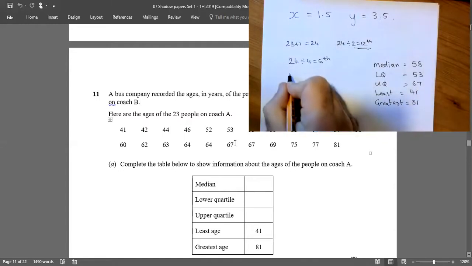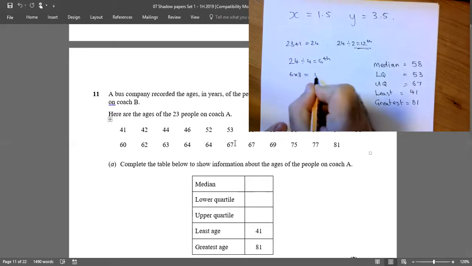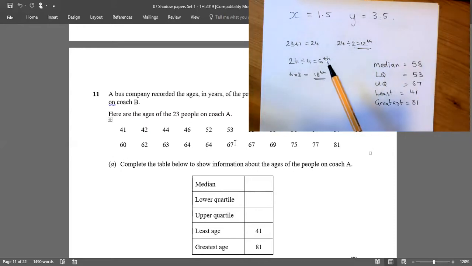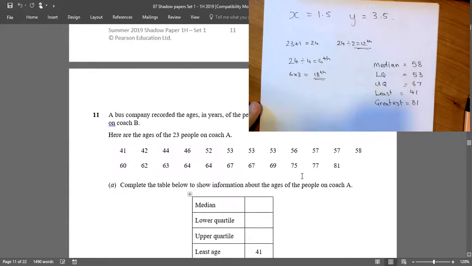67. Or 6 multiplied by 3, because it's 3/4 of the way up, is the 18th piece of data. Either of those two methods are fine to find the upper quartile. If we were to check the 18th piece of data, 1, 2, 3, 4, 5, 6, 7, 8, 9, 10, 11, 12, 13, 14, 15, 16, 17, 18. I still get to that same answer of 67.